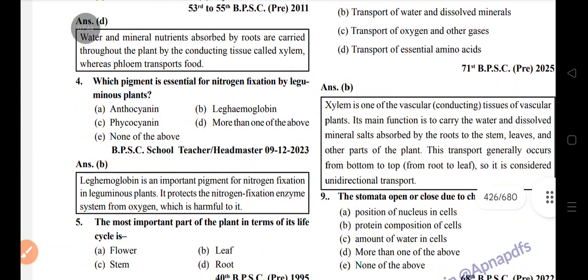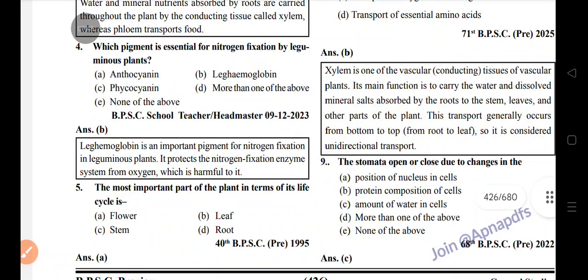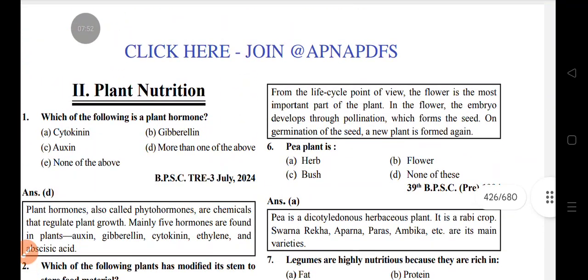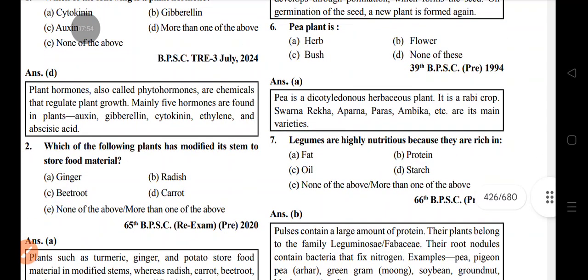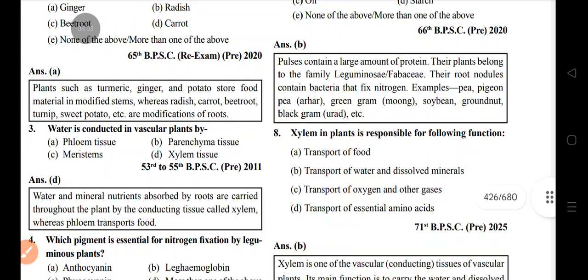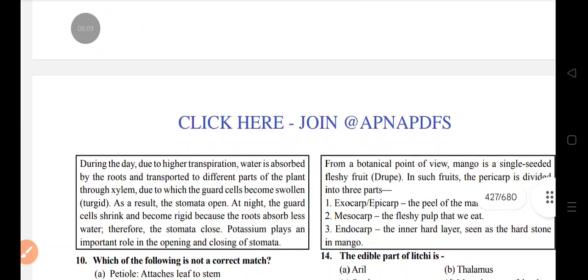Leghemoglobin. The most important part of the plant in terms of its life cycle is the flower. Pea plant is a herb. Legumes are highly nutritious because they are rich in protein. Xylem in the plant is responsible for the transport of water and dissolved minerals. Stomata open or close due to a change in the amount of water in the cell.